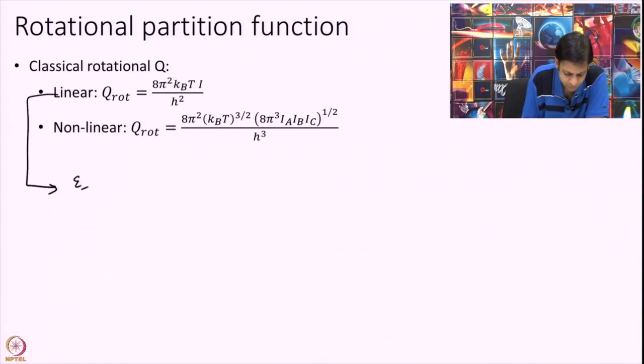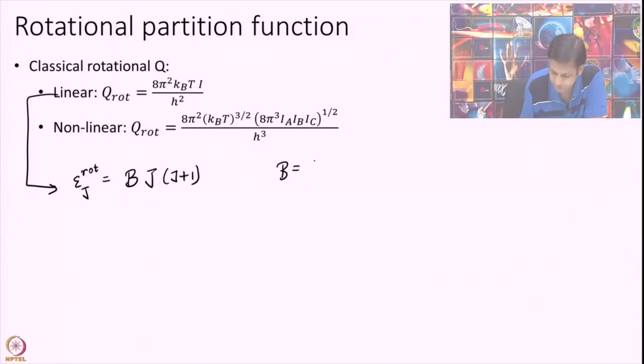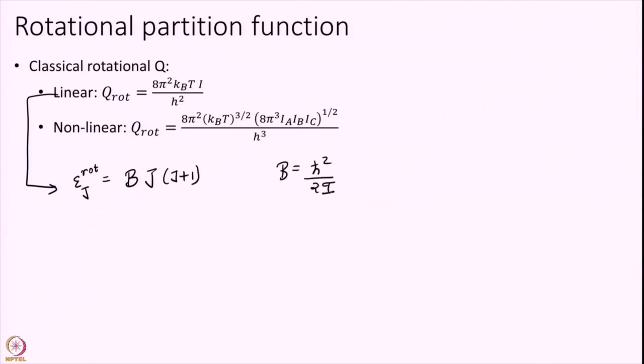For linear part again, the rotational energies are given by B into J into J plus 1, where B is your h bar square over 2I and g_J is given to be 2J plus 1. This again comes from Schrodinger equation. Okay, so there is some mathematics behind which is solving this rotational Hamiltonian in 2D, for a linear molecule. Okay, what we have to do is sum over J from 0 to infinity, g_J, which is 2J plus 1 into e to the power of minus beta E_J.